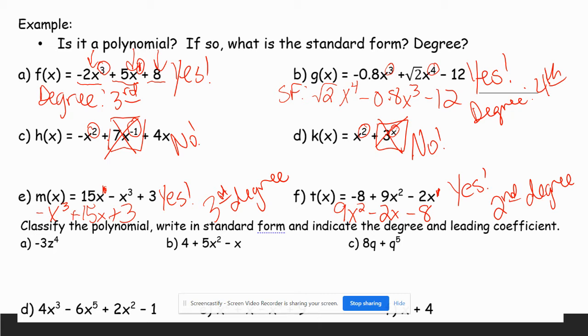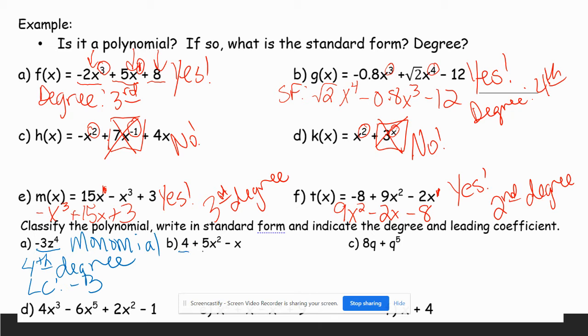Now classifying. We're talking about, is this a monomial, binomial, trinomial, or just a polynomial? And remember, anything more than 3 terms, we'll just call it a polynomial. If I'm looking at this first example, 3z to the 4th, there's only one term here. So this would be a monomial. Because there's only one thing, this is standard form. I can't rewrite anything because there's only one thing there. Our exponent is 4, so this is a 4th degree. And our leading coefficient is -3. LC is short for leading coefficient.